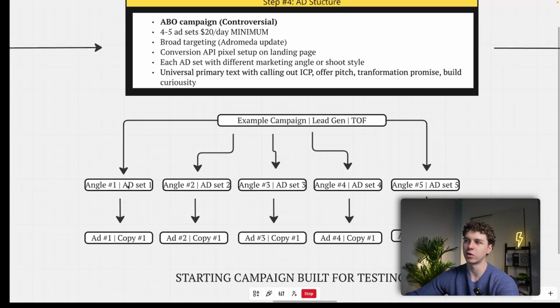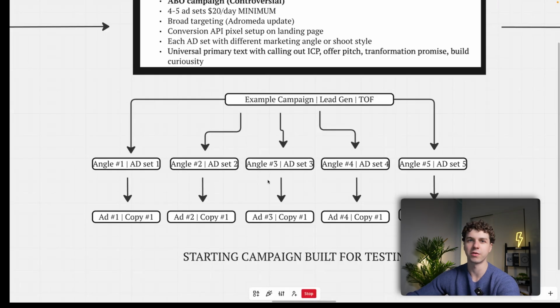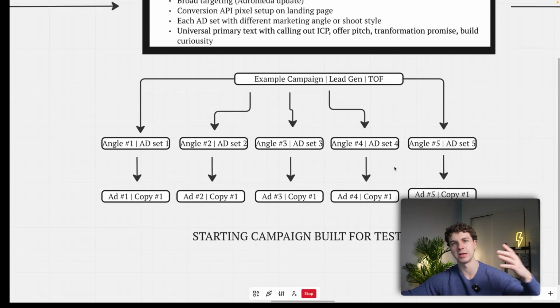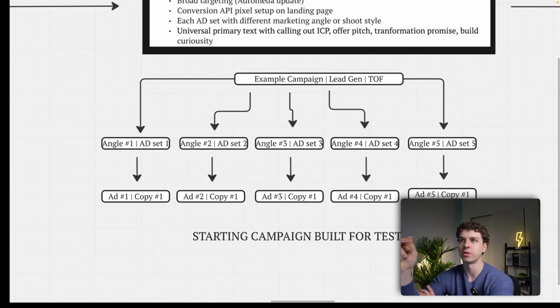And then each ad set with different marketing angles or shoot styles. So like I mentioned, we have 5 different ad sets here, and with each ad set, you want a different angle for your ad. So one that's more raw, talking on your iPhone, FaceTime style, one that's more talking head, one that's a screen share, one that has a value related hook, one that has a time related hook, an urgency related hook. Those are all the things that you should be split testing. And then all the different ad sets have the exact same copy that's universal, that calls out your ICP, offers a pitch, transformation promise, and then just builds curiosity.